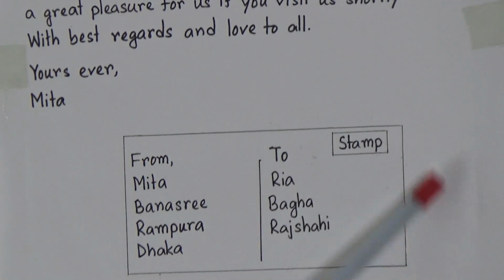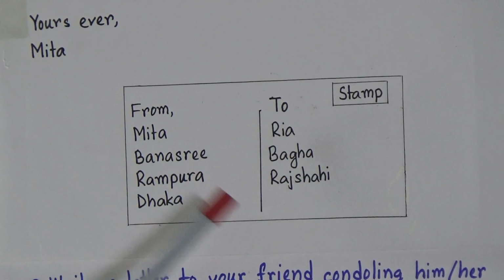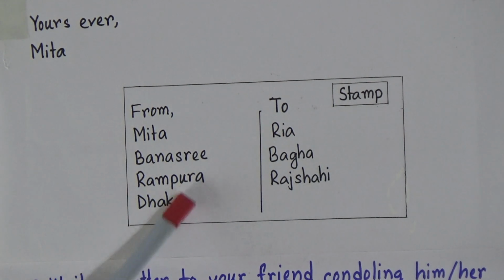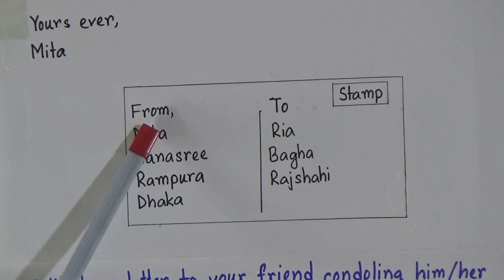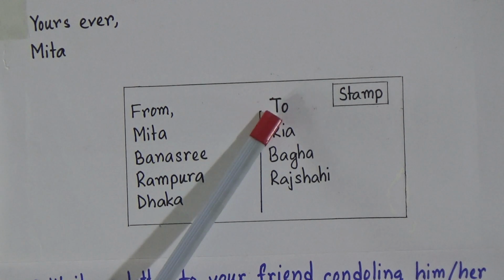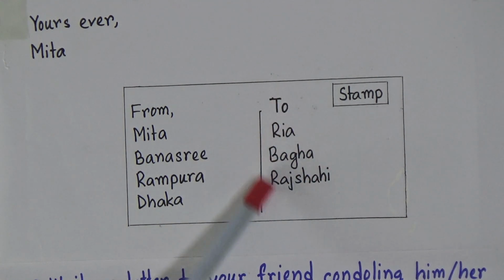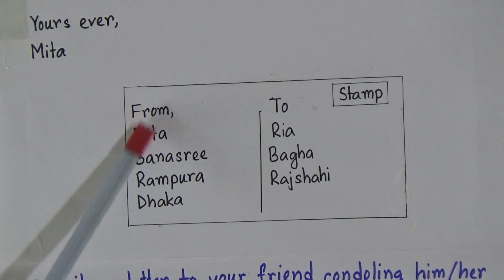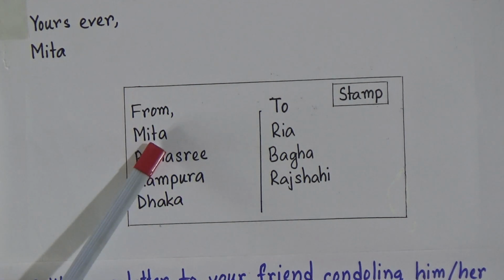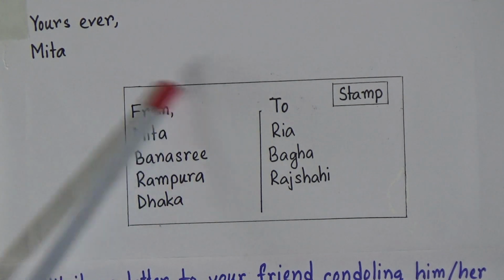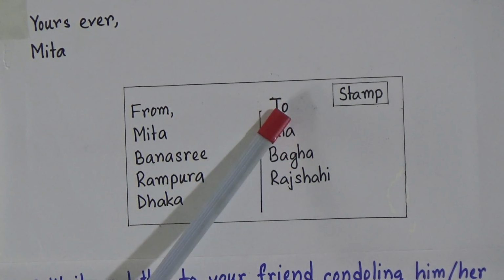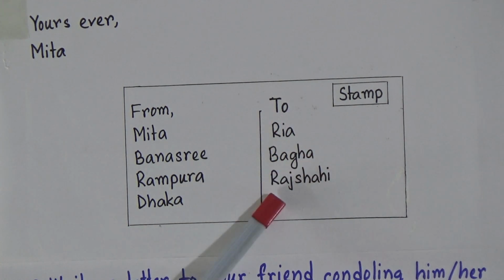Now we will draw an envelope with pencil, and we will divide it in 2 parts. And now look, there is From, that means we are sending the letter, and we are sending the letter to Ria. So there will be the address of Ria, and here we will write our own address. My name is Mita and I live in Bonosree, Rampura, Dhaka. This is my address. And Ria lives in Bagha, which is in Rajshahi. So this is Ria's address.